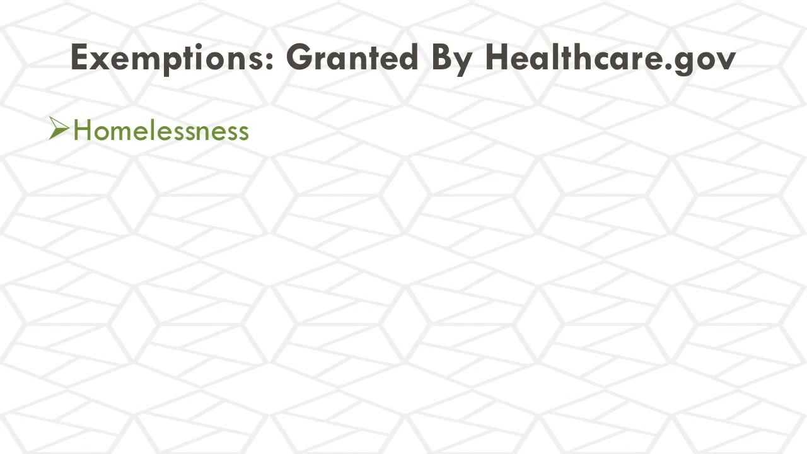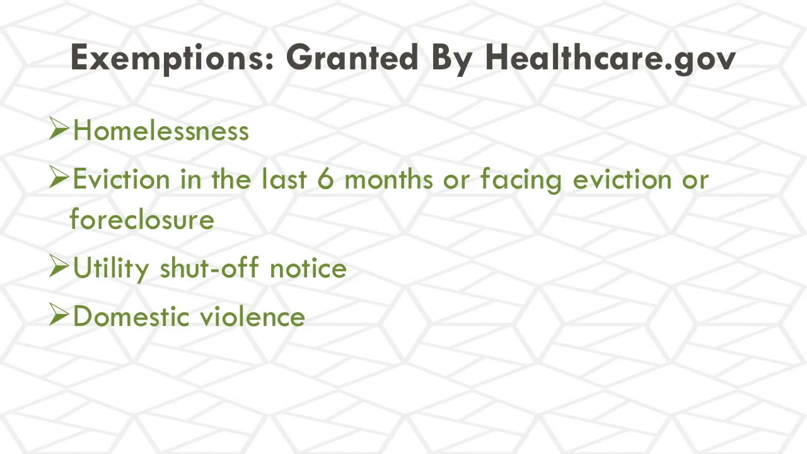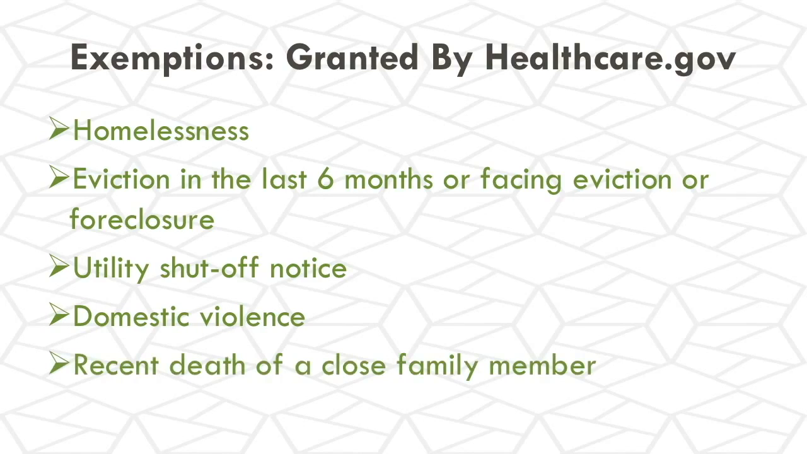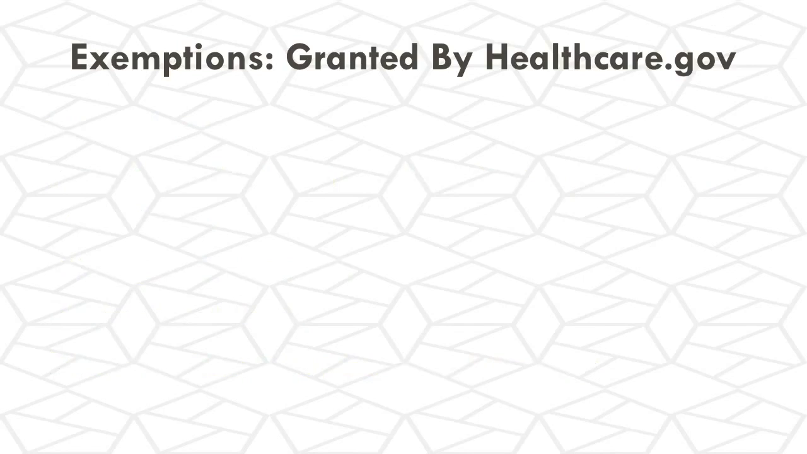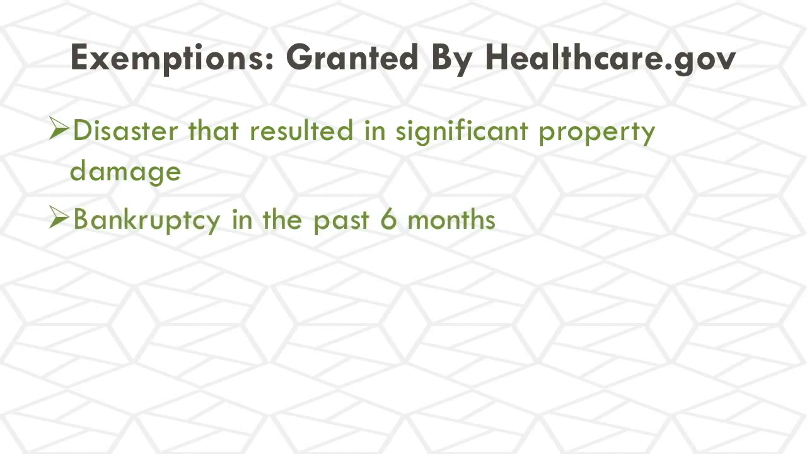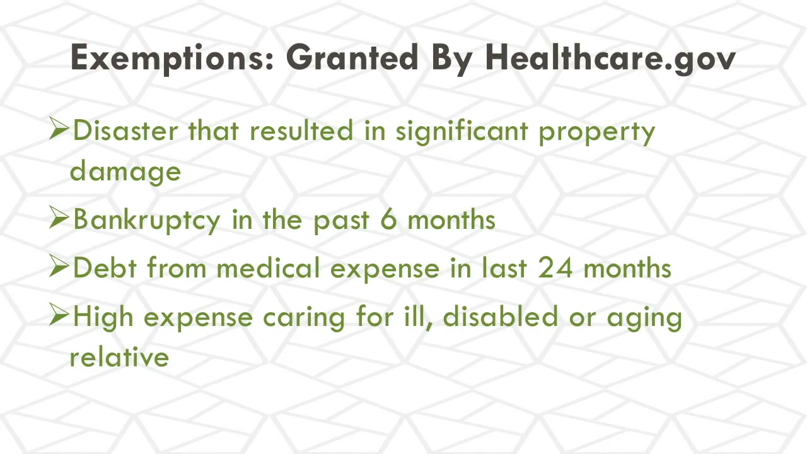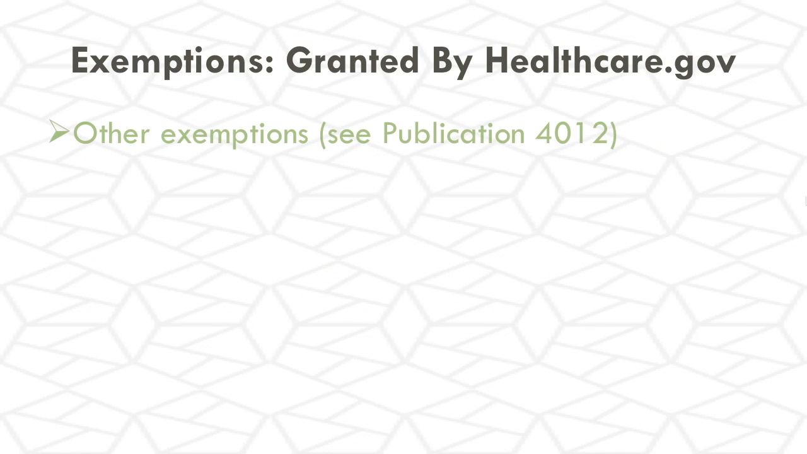So first we have homelessness, eviction in the last 6 months, or facing eviction or foreclosure. If a taxpayer received a utility shutoff notice, issues related to domestic violence, the recent death of a close family member, disaster that resulted in significant property damage, bankruptcy in the last 6 months, debt from medical expense in the last 24 months, high expense caring for ill, disabled, or aging relatives. There are some other exemptions that you can find in your Publication 4012 or on healthcare.gov.